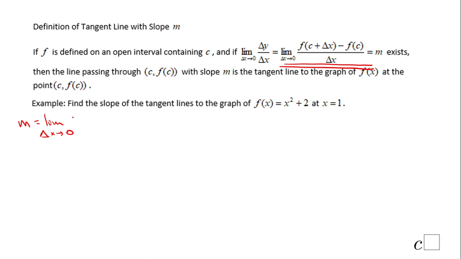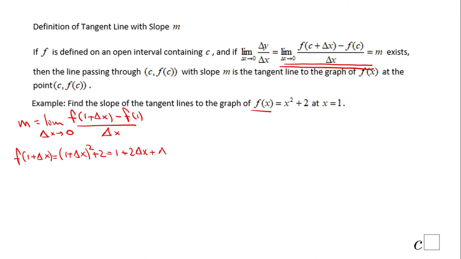The limit as delta x gets closer to 0 of f of c, and now in our case c is 1, so f of 1 plus delta x minus f of 1, over delta x. The first thing I'm going to do is evaluate f of 1 plus delta x for this function f of x. So I'm going to have 1 plus delta x squared plus 2, and that will be 1 squared, in fact, which is 1, plus 2 delta x plus delta x squared. If you need to fold that expression, do it, plus 2.